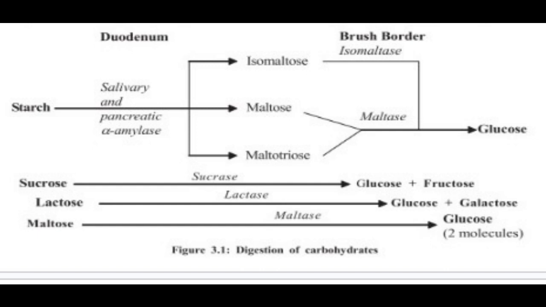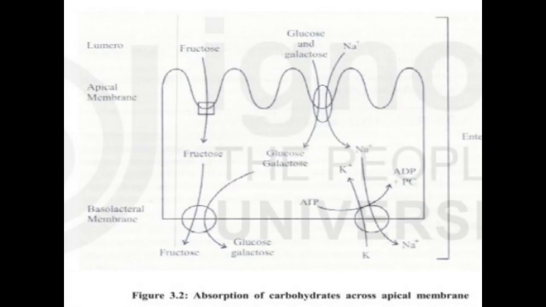Fructose is absorbed by a facilitated transport involving a specific transporter, GLUT5. Another transport protein called GLUT2, present on the basolateral membrane, shuttles all three monosaccharides from enterocytes towards the blood vessel. Study Figure 3.2 for a clearer understanding of the process of absorption. Figure 3.2 Absorption of carbohydrates across apical membrane. Before moving on to the utilization of carbohydrates, let us have a look at the disorders of carbohydrate absorption. Carbohydrate malabsorption.